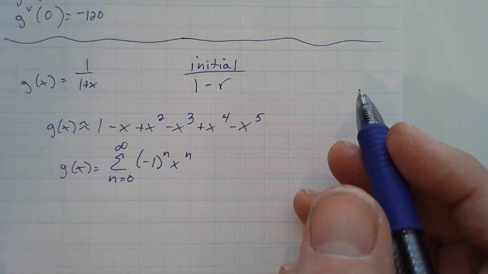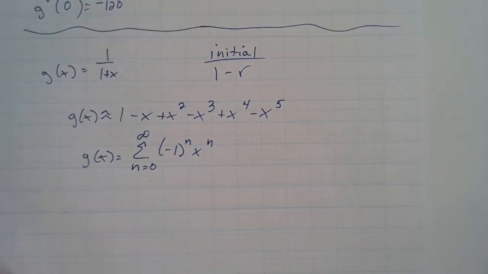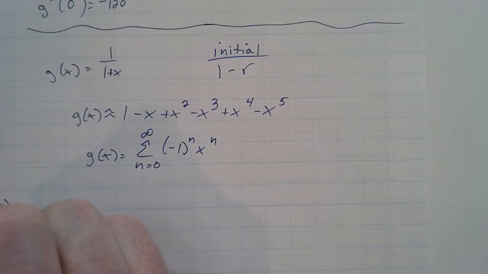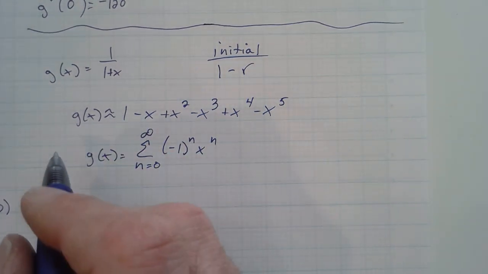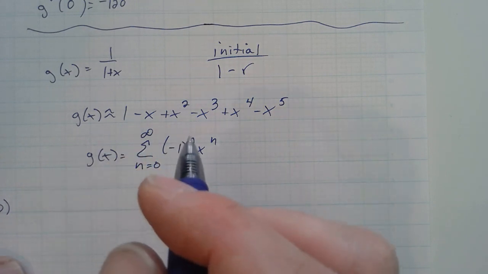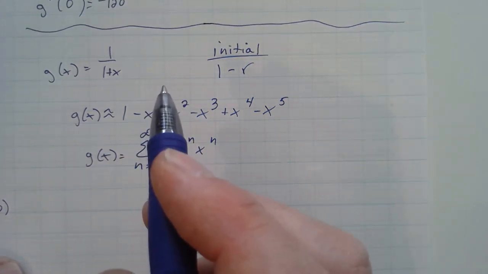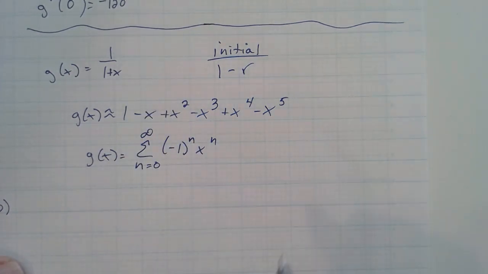B, given that the derivative of inverse tangent is 1 over 1 plus x squared, use the result in part A to find the fifth degree Taylor polynomial general expression for f about x equals 0.